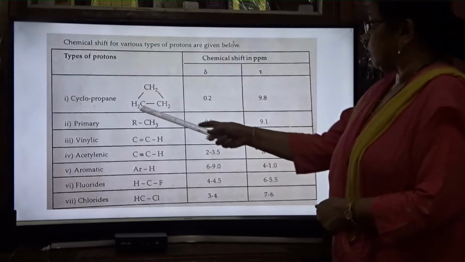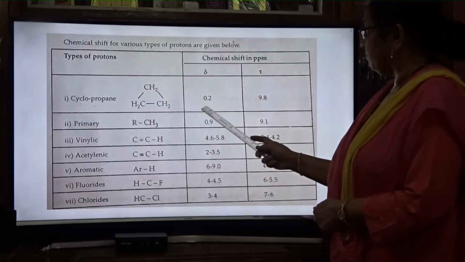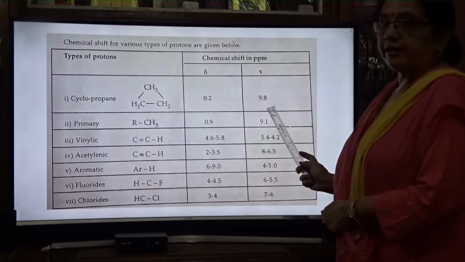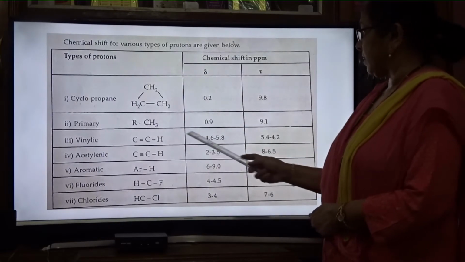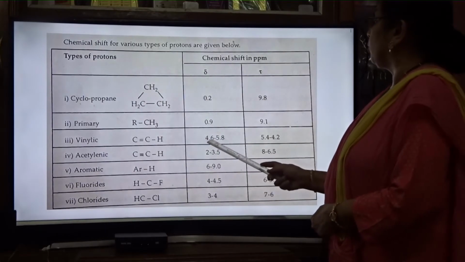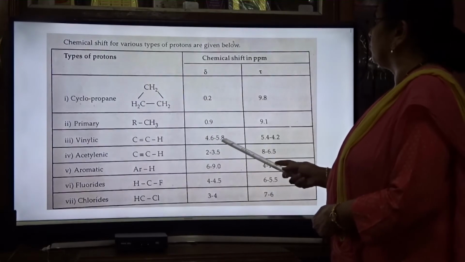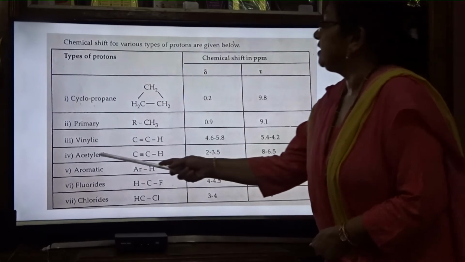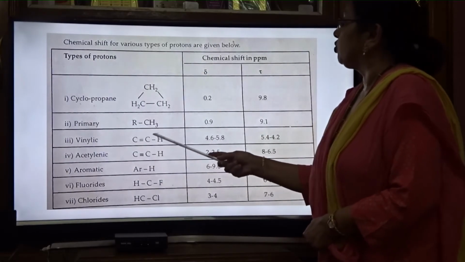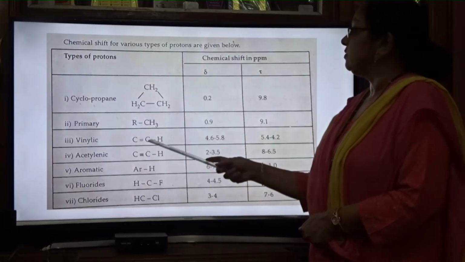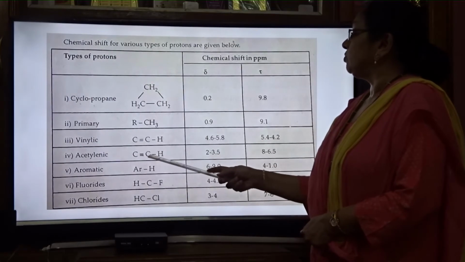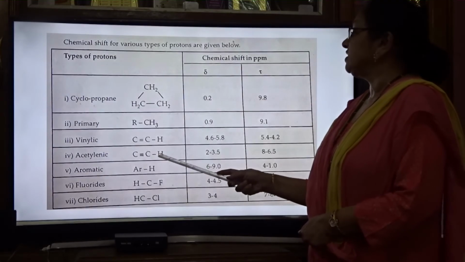Type of proton: cyclopropane, the chemical shift is from 0.2 delta. So 10 minus 0.2 gives you 9.8 as the tau value. Here also you can see, primary amines have 0.9, tau value is 9.1; vinylic 4.6 to 5.8. Vinylic means C=C, the proton attached is known as a vinylic proton. Acetylenic means near a triple bond; if hydrogen is attached to that carbon, it is known as acetylenic.